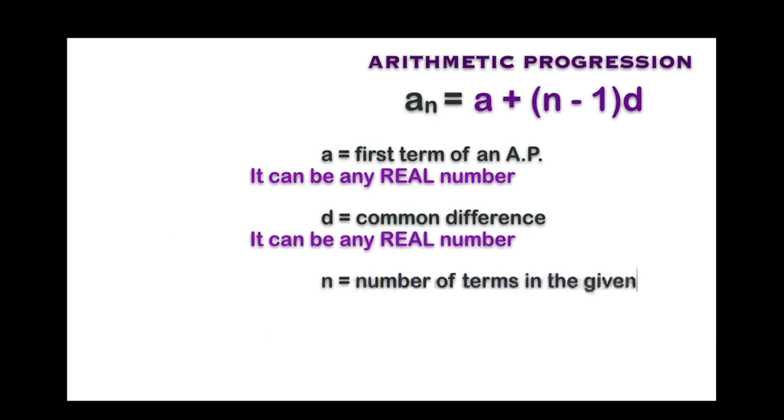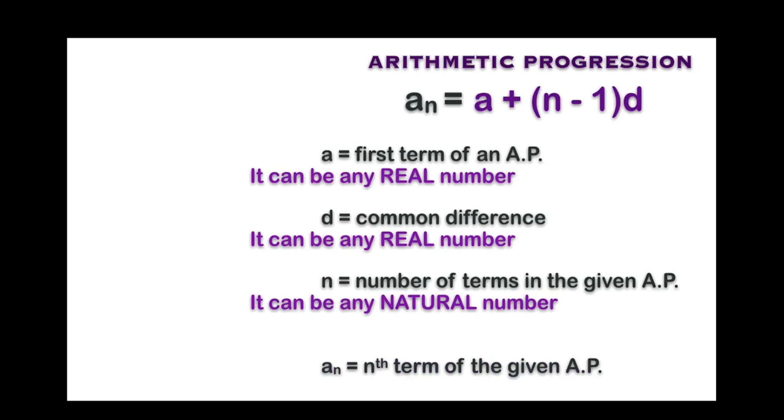Then n is the number of terms in the given AP, that is the counting of the terms, so it can be any natural number. And a_n is the nth term of the given AP. For example, the 6th term will be a6, the 7th term will be a7, the 28th term will be a28, and so on.